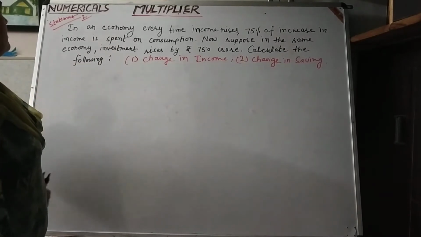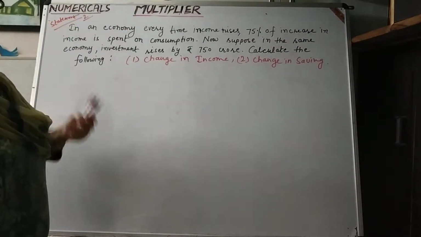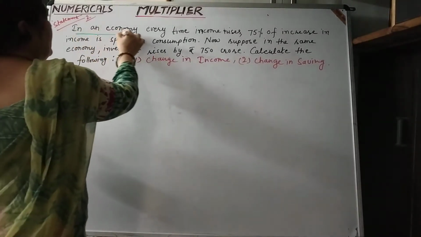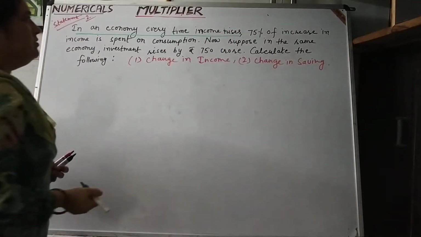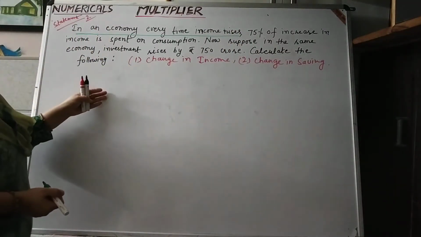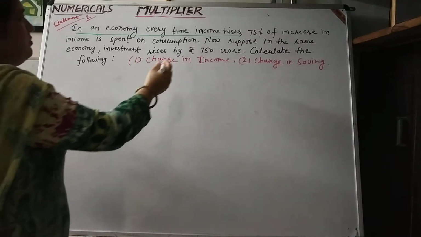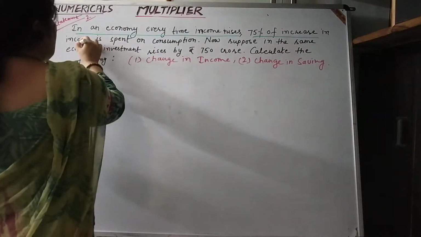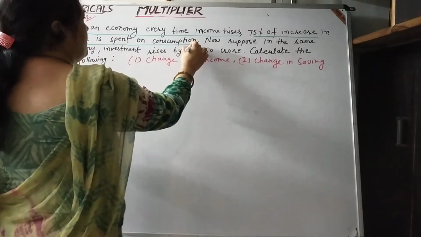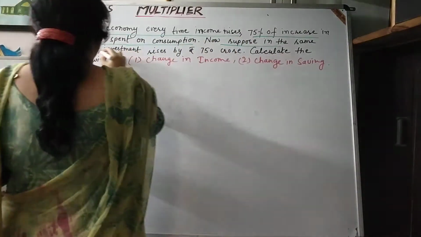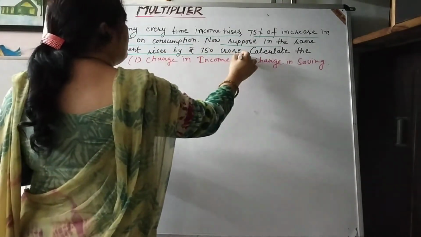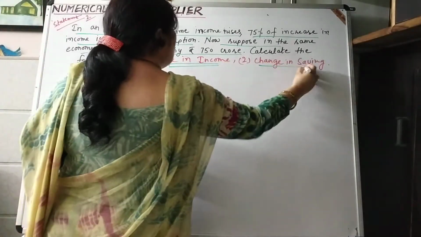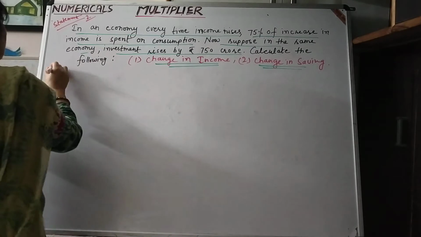One more assignment related to the numericals of multiplier. Here the statement is given: in an economy, every time income rises, it shows the forward action of multiplier, because income rises. Then 75% of the increase in income is spent on consumption. Now suppose in the same economy investment rises by 750 crore, and we have to calculate the change in income and the change in saving. So let us start.